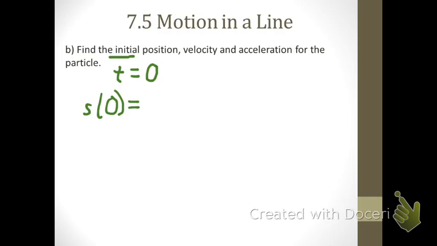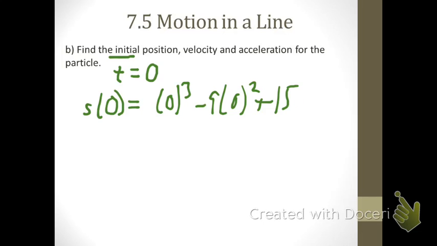And so if we want to find its initial position, or initial displacement might be the better word to use there instead of position, we're trying to figure out what s of 0 is. Alright, well, s of 0 is going to be 0 cubed minus 9 times 0 squared plus 15 times 0 plus 12, and that of course is going to equal 12.